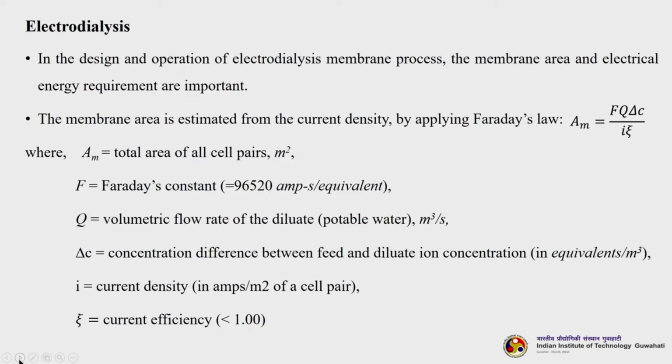In the design and operation of an electrodialysis membrane process, the membrane area and electrical energy requirement are important. The membrane area is estimated from the current density by applying Faraday's law. So, this is the equation: A_M equals F Q delta C by I zeta, where A_M is the total area of all cell pairs in meter square, F is Faraday's constant, Q is the volumetric flow rate of the dilute, which is actually the potable water, in meter cube per second. Delta C is the concentration difference between the feed and dilute ion concentration in equivalents per meter cube. I is current density in amperes per meter square of the cell pair, and zeta is the current efficiency, which is usually less than 1.